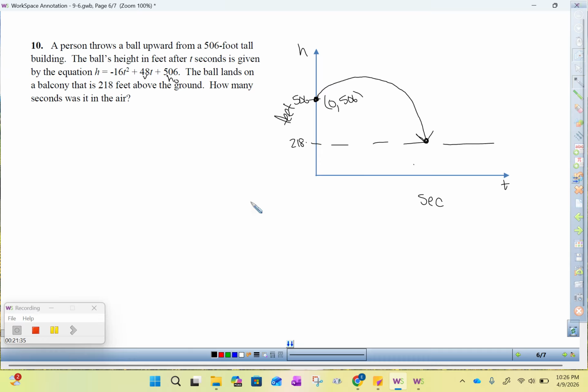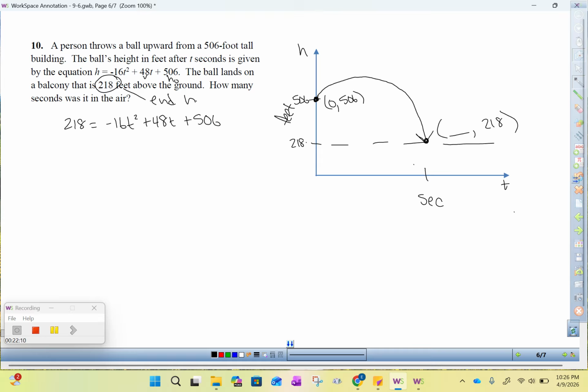Our job is to figure out, what's this number? How many seconds does that take? Because I know it's 218 feet off the ground at that point. So that is where we come in, solving for t. Good news is they gave us most of this equation. We just had to fill in this 218. That's our end height. So we're going to start with 218 equals negative 16t squared plus 48t plus 506.